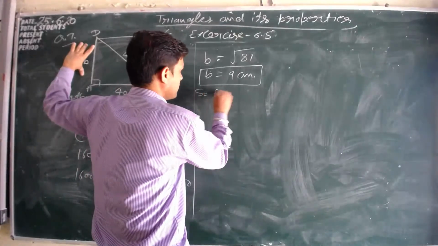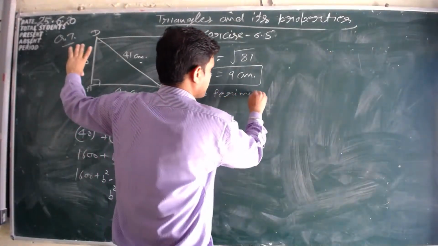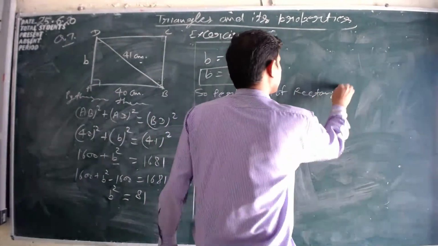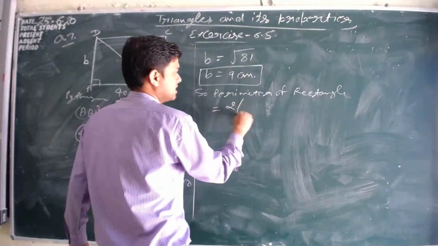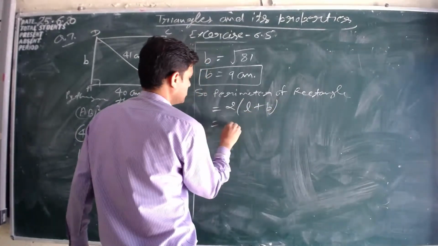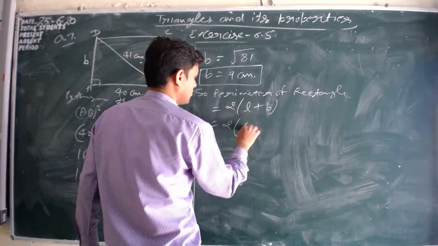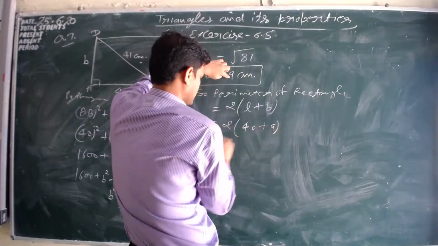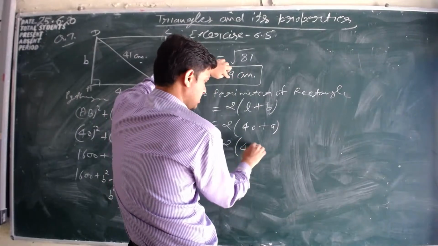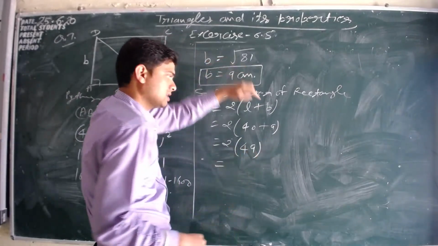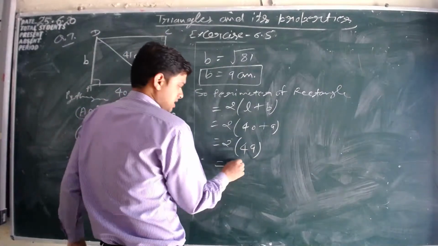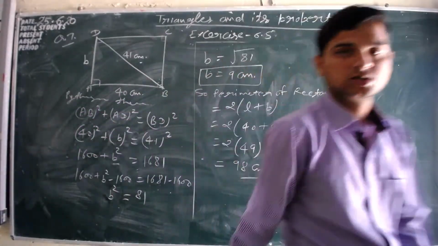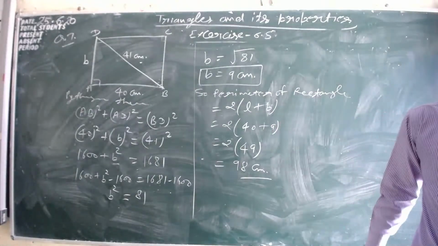So the perimeter of the rectangle is equal to 2 into length plus 2 into width, where length is equal to 40 centimeter and width is equal to 9 centimeter. So 2 into 49 is equal to how much? That will be 98 centimeter. 98 centimeter. Any doubt? Next one is question number 8.